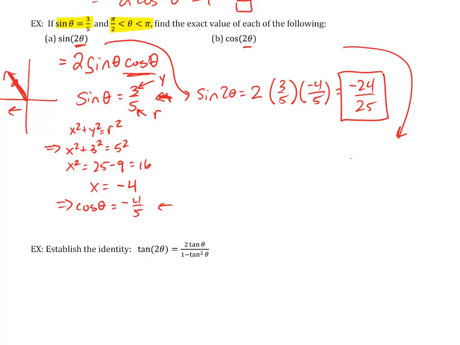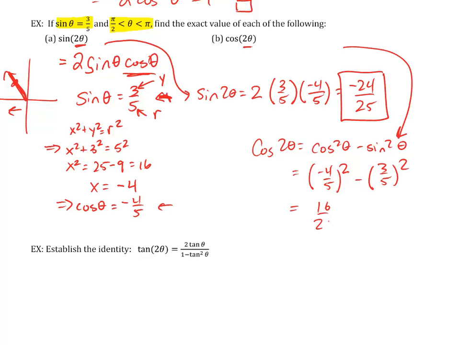Now to do cosine of the double angle, cosine of 2 theta, you can use any one of the 3 formulas that we've got. Let's use cosine squared of theta minus sine squared of theta, which gives us a -4/5 squared minus a 3/5 squared. So that's 16/25 minus 9/25, which gives me 7/25. Done.